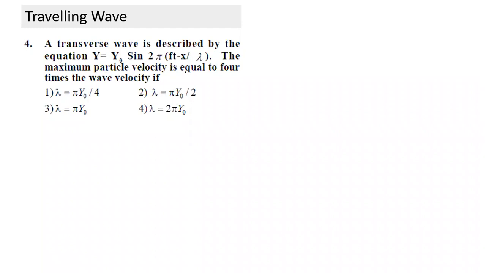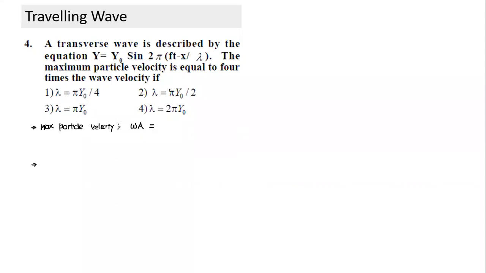The maximum particle velocity is equal to 4 times the wave velocity. So what we'll do here is find the maximum particle velocity, then find the wave velocity and substitute. So what is the maximum particle velocity? Here all particles undergo SHM, and the maximum particle velocity in SHM is equal to omega times a.